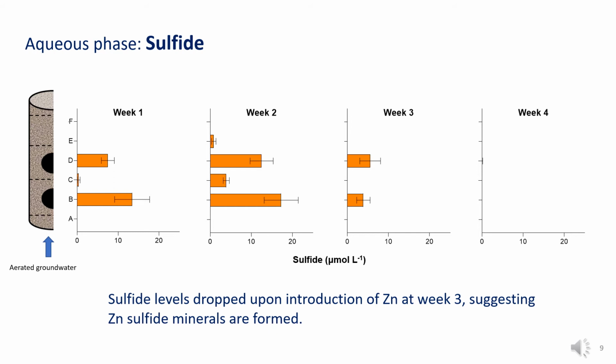Sulphide was only detected in the presence of the lenses, within the lenses themselves, and a bit in the succeeding sand. We see stable levels in the first 2 weeks, but at week 3 the sulphide drops and is undetectable at week 4 and onward. Now, if we recall, zinc was introduced into the groundwater at week 3, so it appears that the metal is interacting with the sulphide and producing sulphide minerals that are removing any dissolved sulphide from the aqueous phase.